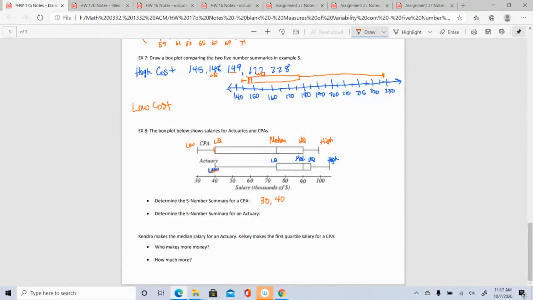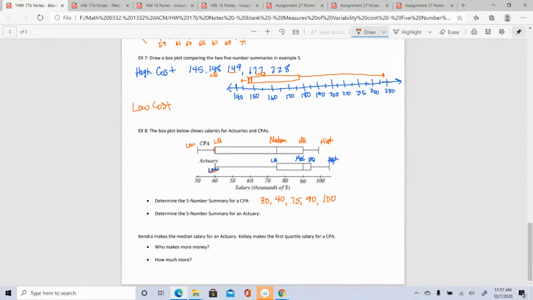You kind of have to estimate a little bit. So the low end on the CPA looks like it's about 30, and the lower quartile is about 40. What's the median? Maybe 75. The upper quartile, 90. The high value looks like a little less than 100,000. Let me just make sure I put even. We're going to go ahead and put 100,000. Okay, so that's the 5-number summary for a CPA.